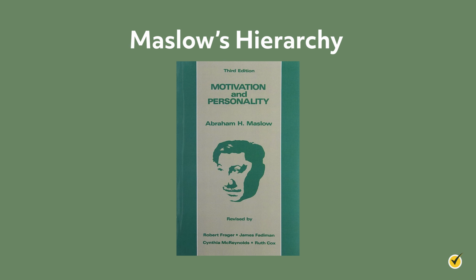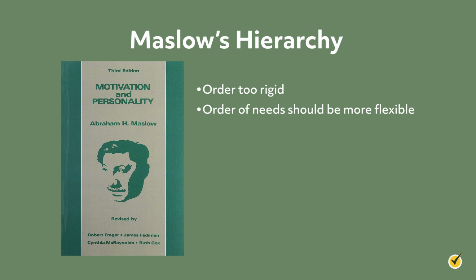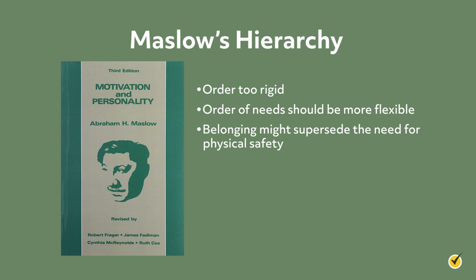In 1987, the third edition of Motivation and Personality, which was originally published in 1954, was released. The contributors to the text remarked that the order first presented by Maslow in 1943 was too rigid, and that the order of needs should be seen as more flexible based on individual differences. It was also mentioned that the need for belonging might supersede the need for physical safety for one person, whereas the need for self-esteem might be more important than the need for love for another.